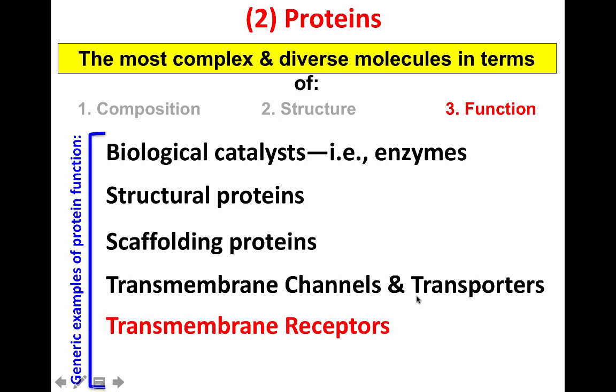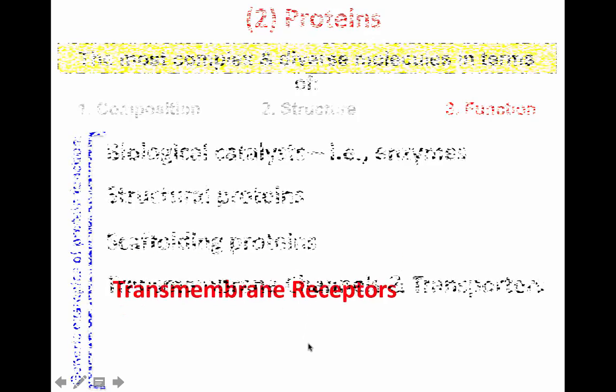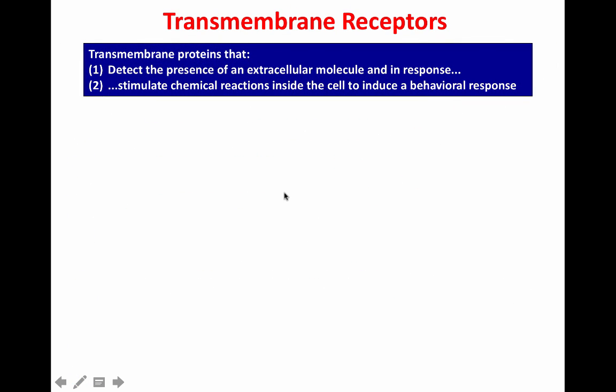And then the last specific example I'm going to tell you about is that many other proteins function as what we call transmembrane receptors. And we're going to talk a lot about transmembrane receptors in the final part of the course. For now, let me just give you a general sense of what they are. So here's just a quick definition. We could say that transmembrane proteins, they are proteins that, on the one hand, are going to detect the presence of some extracellular molecule, right? So extracellular molecule means it's going to detect the presence of some molecule that is outside of the cell. And in response to that, they stimulate chemical reactions inside of the cell that in turn induce a behavioral response.